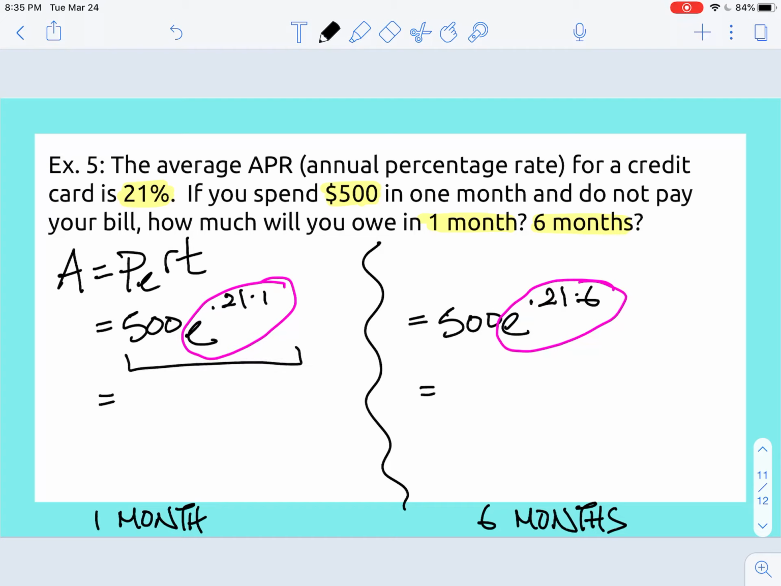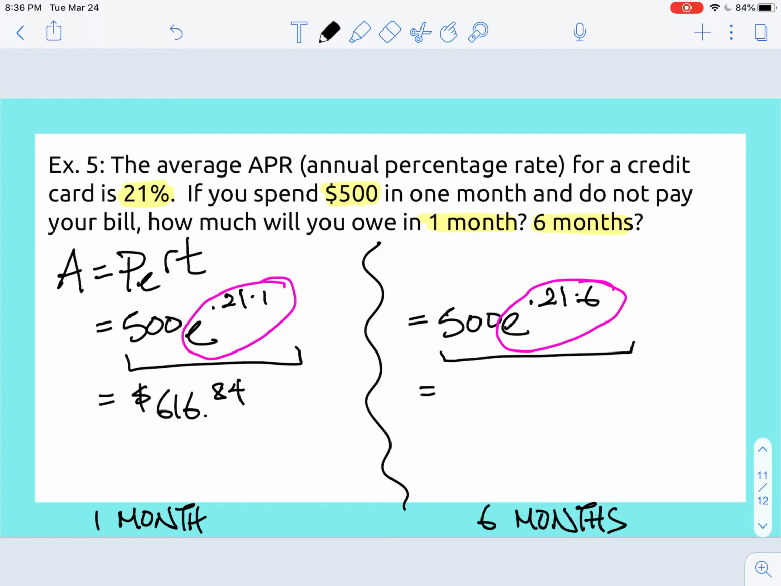When you multiply all of this out, you should get $616.84. That means if you weren't able to pay a $500 bill in 1 month, then the next month they're going to charge you an extra $116.84, even if you didn't spend any more money.